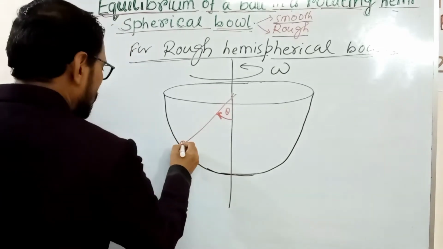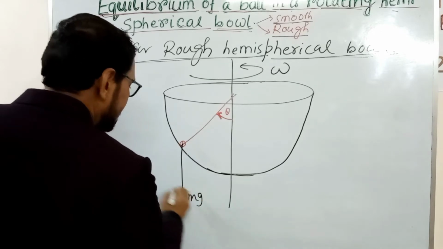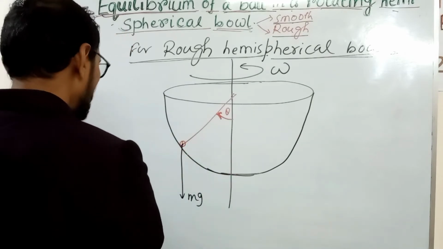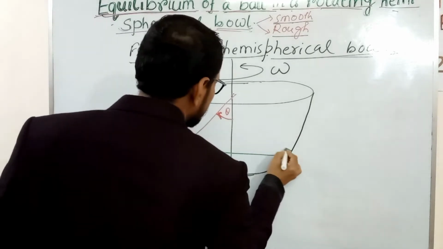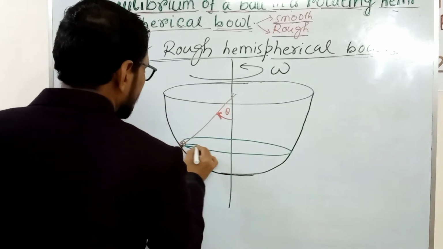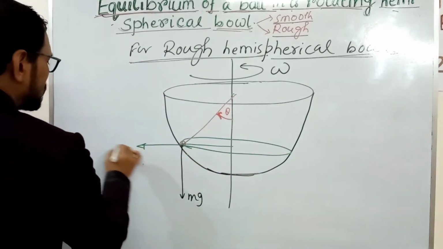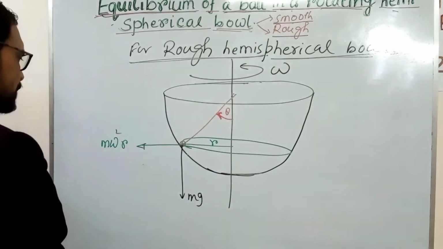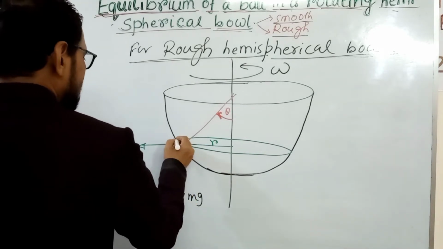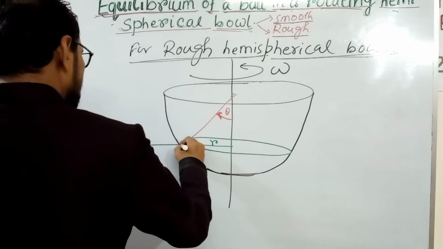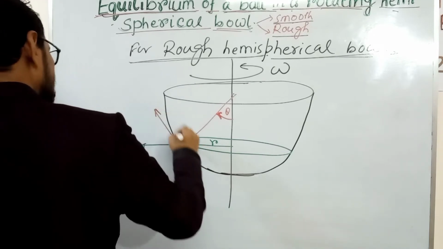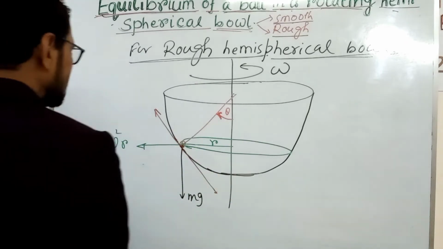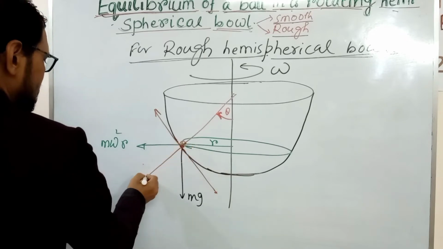First, the weight of the ball acts downward, and a centrifugal force acts as the hemispherical bowl is rotating, so the ball describes this circle. The centrifugal force acts in this direction, which is m omega square r, where r is the radius of this circle. Now, friction force is present, so we resolve along this tangent. We resolve m omega square r along this direction and perpendicular to this direction.